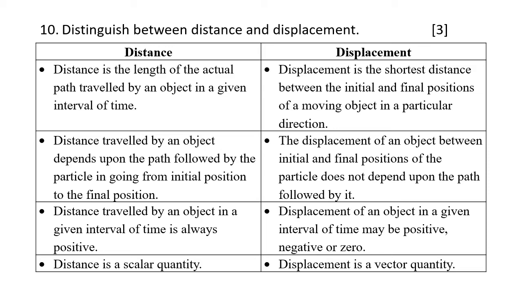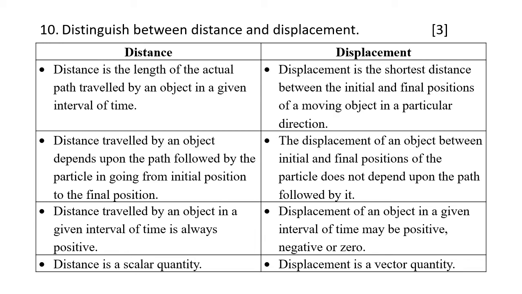Distance is the length of the actual path traveled by an object in a given interval of time. Displacement is the shortest distance between the initial and final position of a moving object in a particular direction. This definition is a very important point in writing differences. Then I told you what is a scalar quantity, what is a vector quantity. If you haven't revised, revise it. Yes. So scalar quantity and vector quantity also have their differences, which I showed you and explained to you. So you need to revise that also.